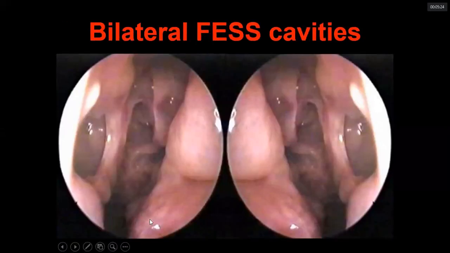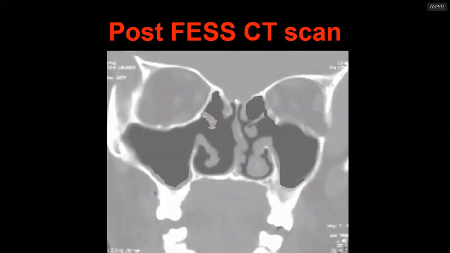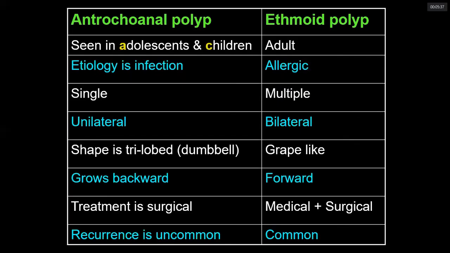And this is how the nasal cavities look like. All the openings have been made larger: the opening of the maxillary sinus ostium, and the ethmoidal cells. Okay, this is how it looks like in CT scan after FESS.